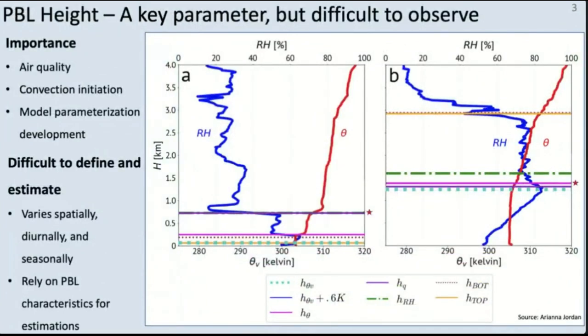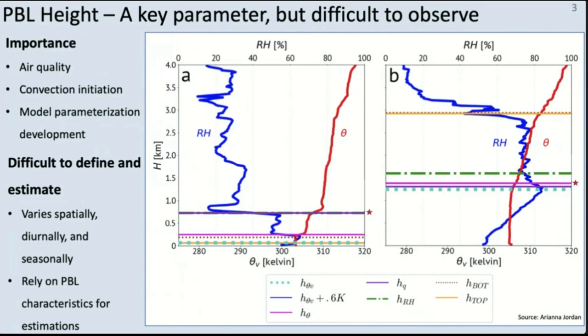One of the key parameters that are associated with boundary layer research is the PBL height, which is important to many forecasting and modeling applications, such as those for air quality, convection initiation, and modeling parameterization development. While this is an important parameter, it's difficult to define and hard to observe, partially due to limited observations throughout the depth of the PBL. The heterogeneous nature of the PBL, temporally but also spatially, also adds to the difficulty of estimating these PBL heights.